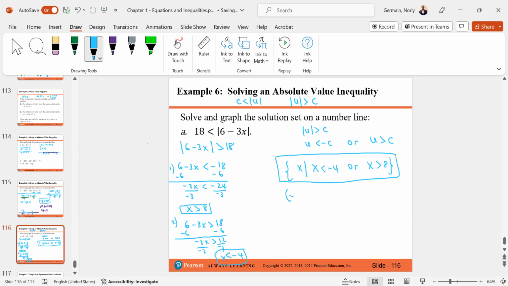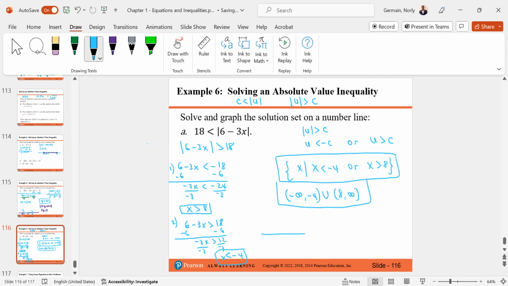That means you're going to have negative infinity to negative 4 for the first one, because less than negative 4 is what it gives you. Union 8 to infinity. That's the interval notation.